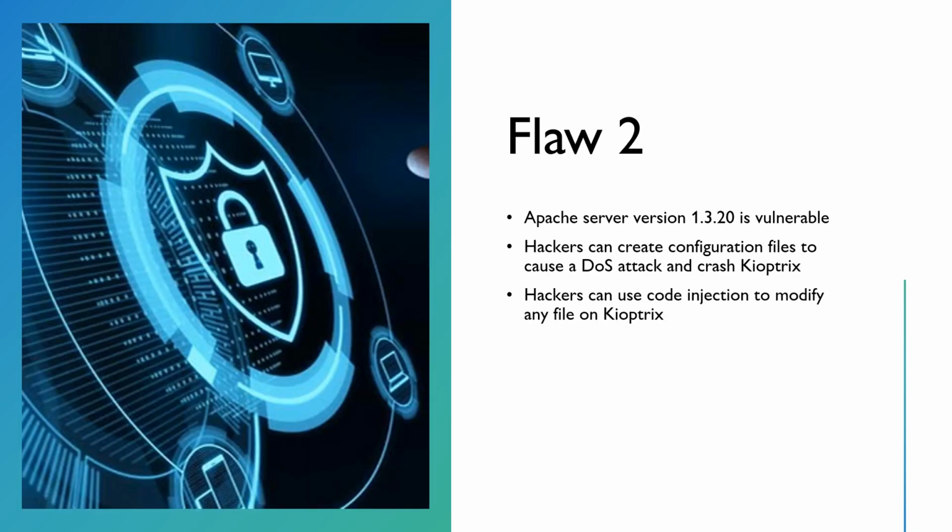The second flaw was that the Apache server version is vulnerable. Hackers can create configuration files causing a denial of service attack to crash KeyObjects, and also hackers can use code injectors to modify any file on KeyObjects. These were the flaws I found during the vulnerability mapping of the KeyObjects machine.